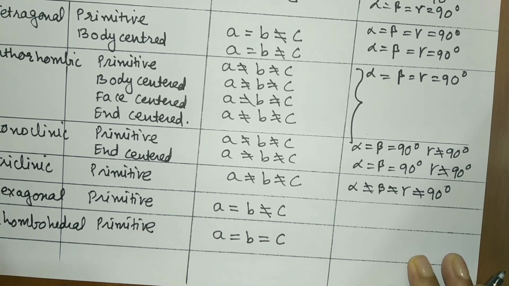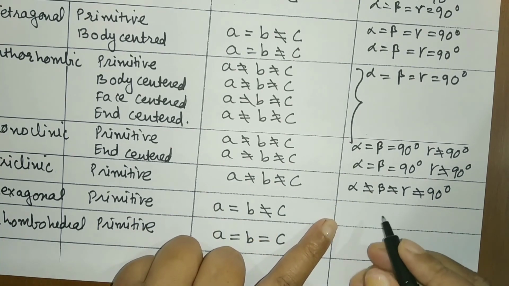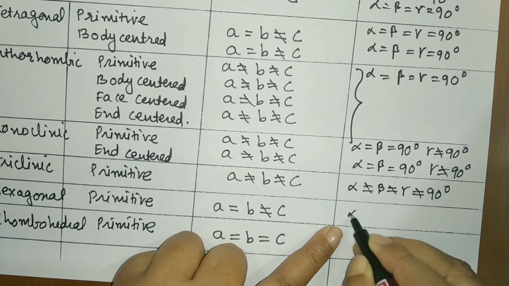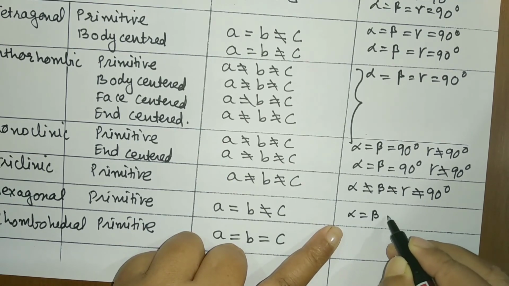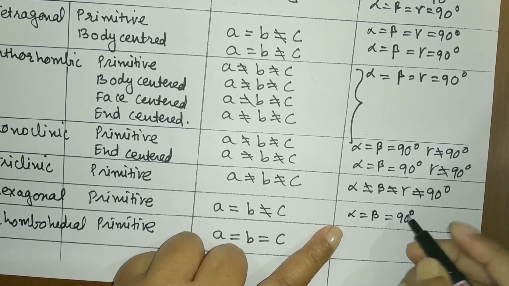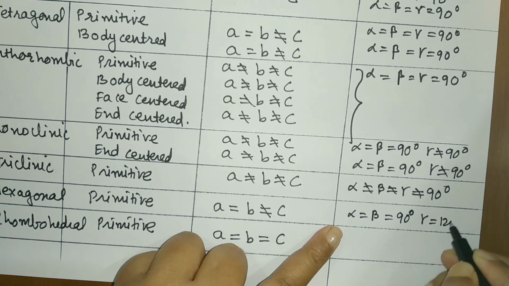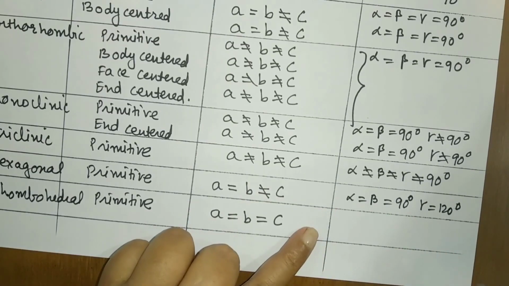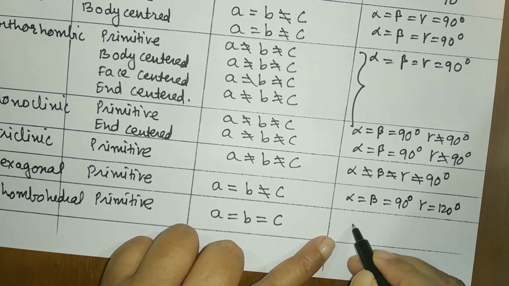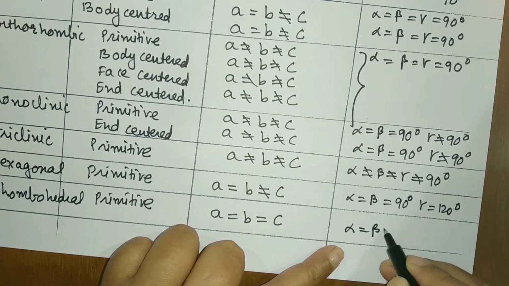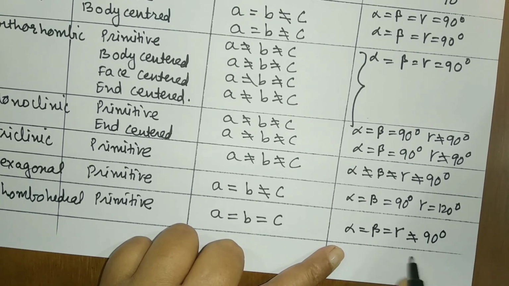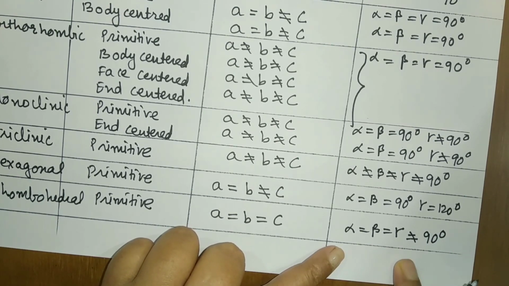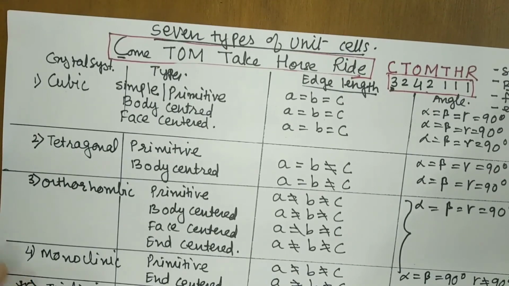So let us come to the next one, that is hexagonal. In hexagonal, we have alpha is equal to beta is equal to 90 degree and gamma here is 120 degree. And last, that is rhombohedral, it is alpha is equal to beta is equal to gamma and they are not equal to 90 degree. So this is easy. Usually we see this for sodium nitrate. So this is all about the 7 unit cells.